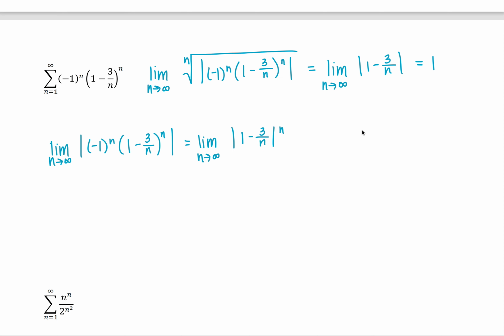Again, by Theorem 5 in section 10.1, we know that this limit is equal to e to the third power, which is certainly not 0. So again, the nth term test says if a series converges, its nth term goes to 0. Here, the nth term does not go to 0, so the series diverges.